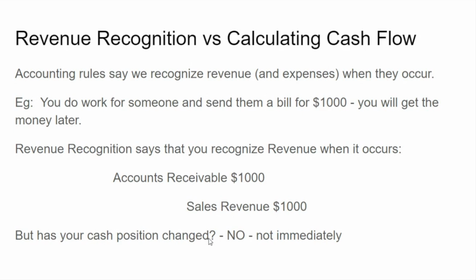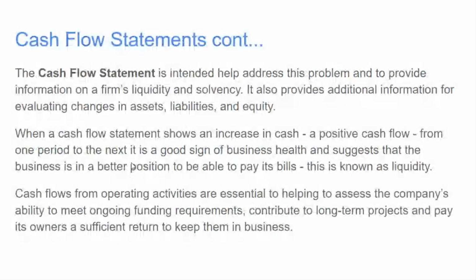So this is what we do. We do what's called a journal entry, or a record of the fact that people owe us $1,000 and we've generated revenue of $1,000. The money hasn't actually come in yet. When the money comes in, we'll do another entry to reflect cash coming in and the fact that our accounts receivable has gone down by $1,000.